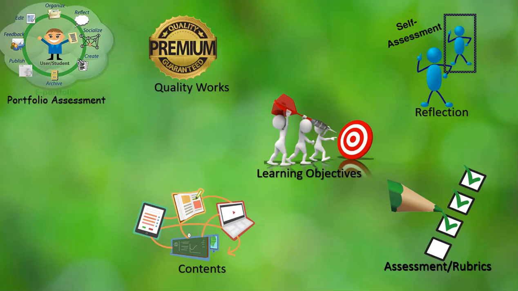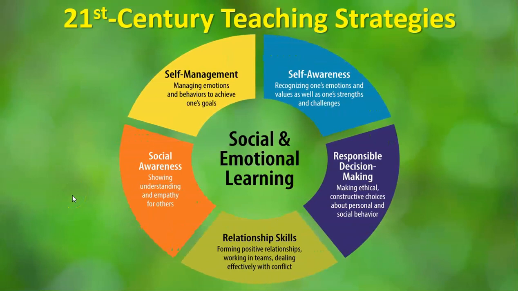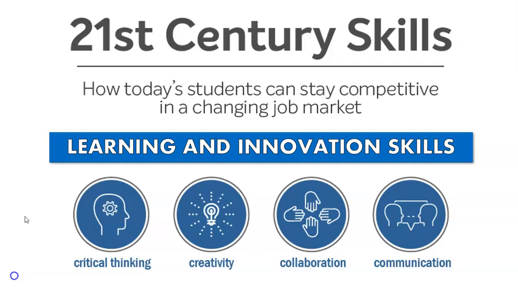And finally, one of the teaching strategies that I want to share with you is the social and emotional learning. I want us to go back to this. While we are interested to develop the critical thinking skills, the creativity, collaboration, and communication, is it important that even in this category of skills that we want our students to develop, the emotional skills, the social skills of the students are also developed? Yes. They should still be developed, right?